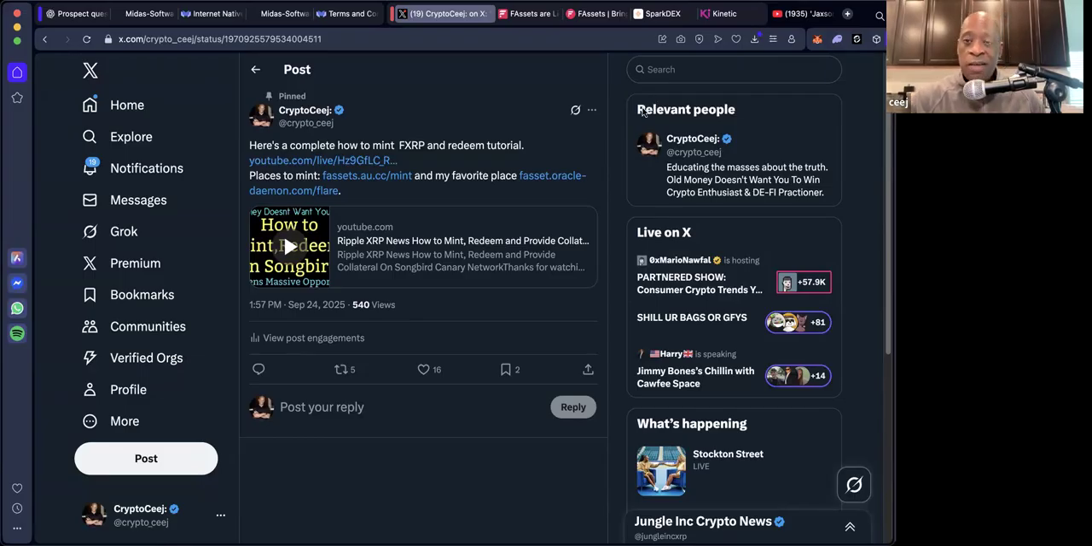So since we've had the launch of FXRP on Flare mainnet, a lot of people have been asking, well, what can I do with this FXRP? So I'm going to go over one thing that you can do.